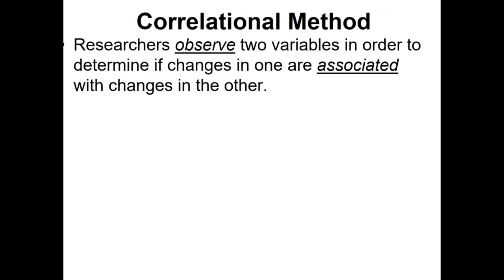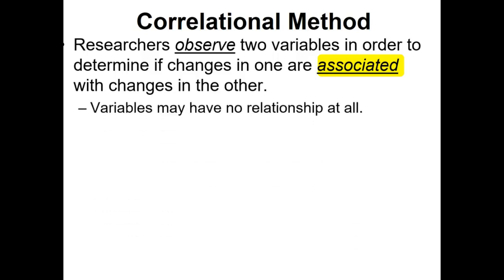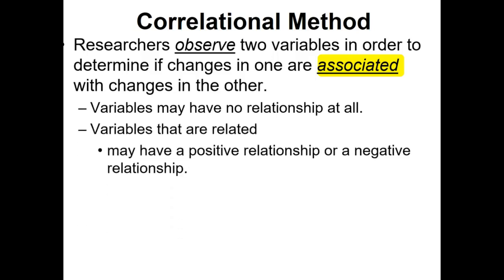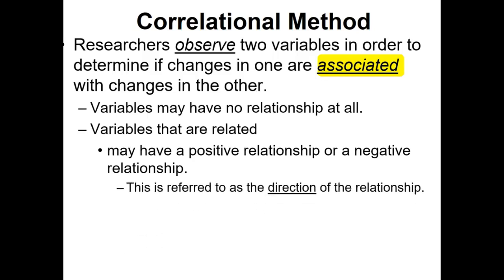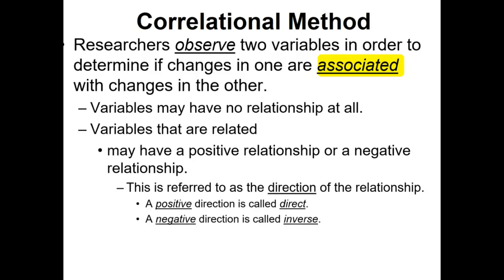Another way of saying correlated is associated or related. Variables may have no relationship at all. That is, they may not be correlated. Variables that are related may have a positive relationship or a negative relationship. This is referred to as the direction of the relationship. A positive direction is called a direct correlation. A negative direction is called an inverse correlation.